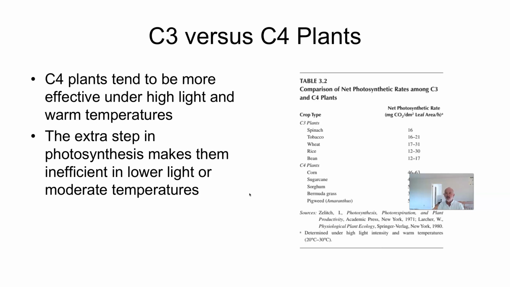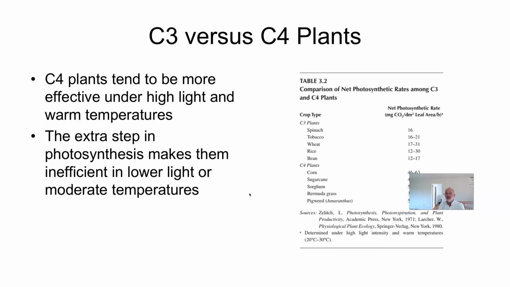So here's a list of plants, and again, this is showing their net photosynthetic rate. So how many milligrams of carbon do they fix, or take in, per decimeter, so per unit area of leaf per hour? So what's the rate at which they fix carbon dioxide?